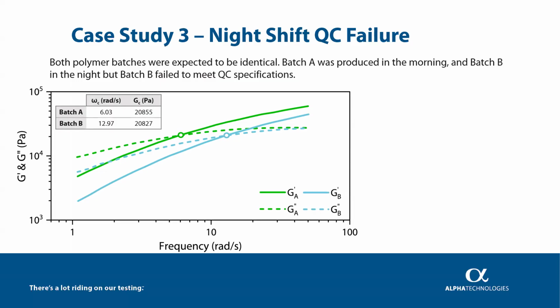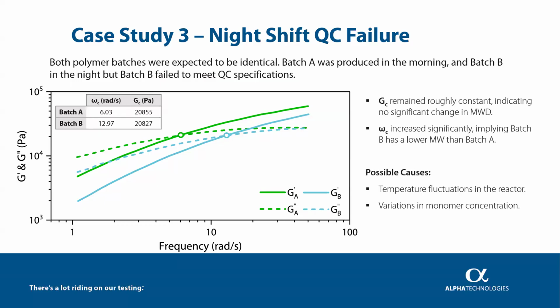When we looked at the crossover points, where the G' and G'' curves intersect, we found that the crossover frequency for batch B, produced during the night shift, had shifted significantly to the right compared to batch A. However, the crossover modulus remained roughly the same. This kind of frequency shift typically indicates a lower molecular weight in batch B compared to batch A.